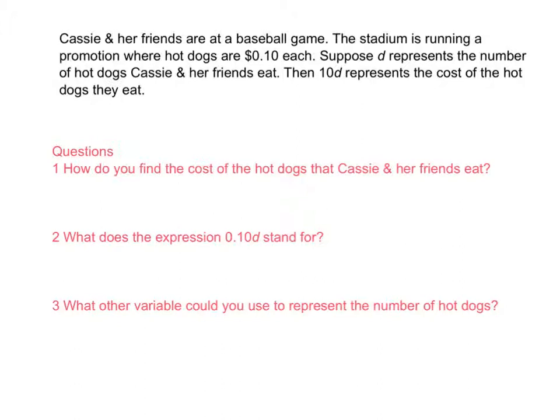Question number 1, how do you find the cost of the hot dogs that Cassie and her friends eat? Okay, now up in the problem it says that the stadium is running a promotion where hot dogs are 10 cents each. And suppose D represents the number of hot dogs that Cassie and her friends eat. Well, then 10D represents the cost of the hot dogs. So that means that we're going to multiply 10 cents times the number of hot dogs that they purchase.